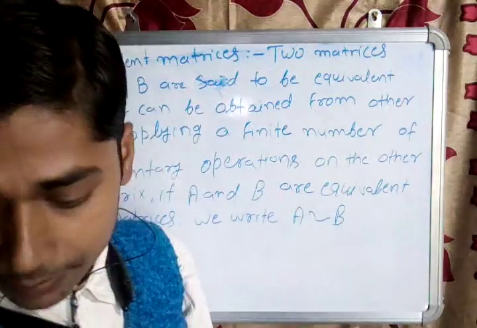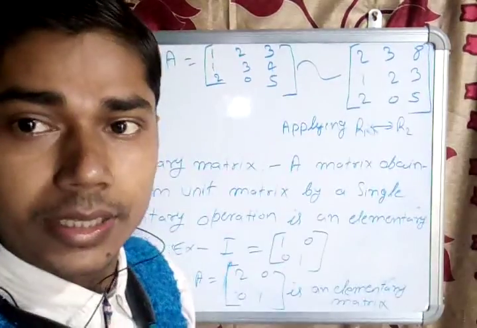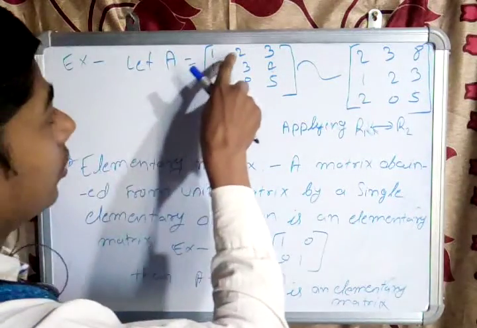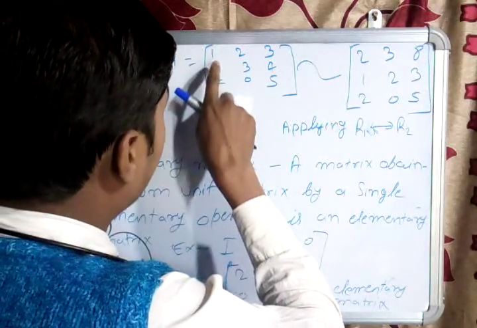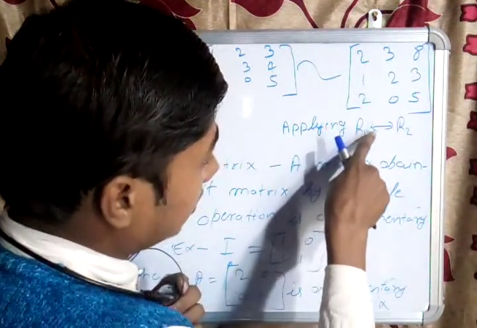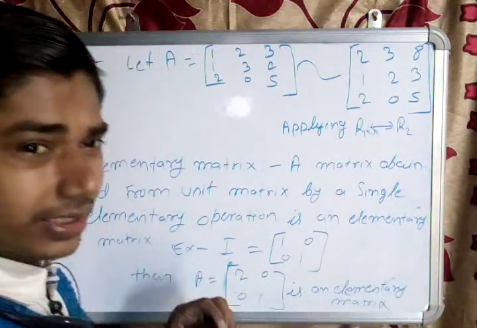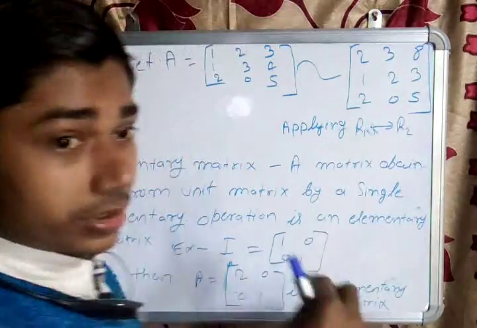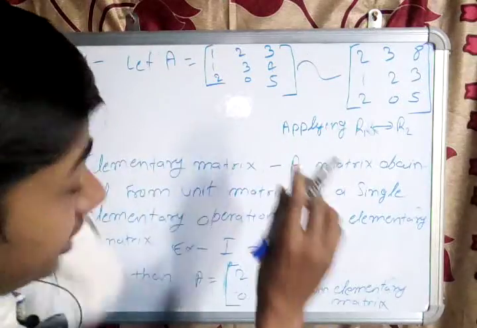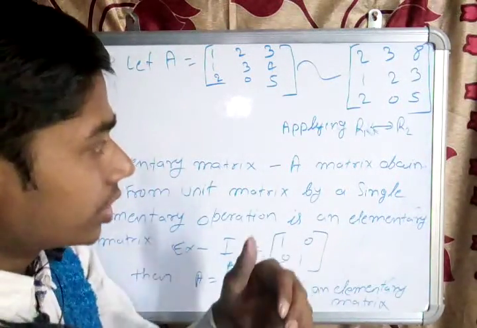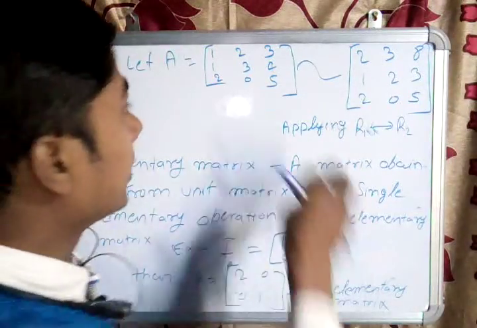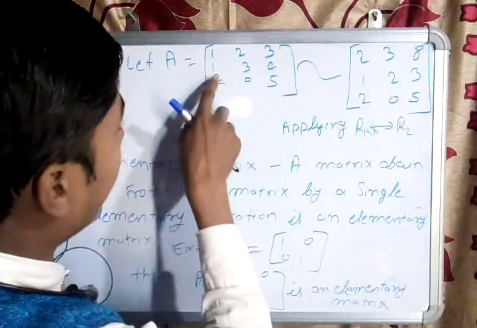For example of equivalent matrix, let A is equal to 1 2 3, 1 3 4, 2 0 and applying R1 to R2, because here interchange of first row and second row, the position of the first row and the position of the second row are interchanging, here 1 2 3 and 1 3 4.